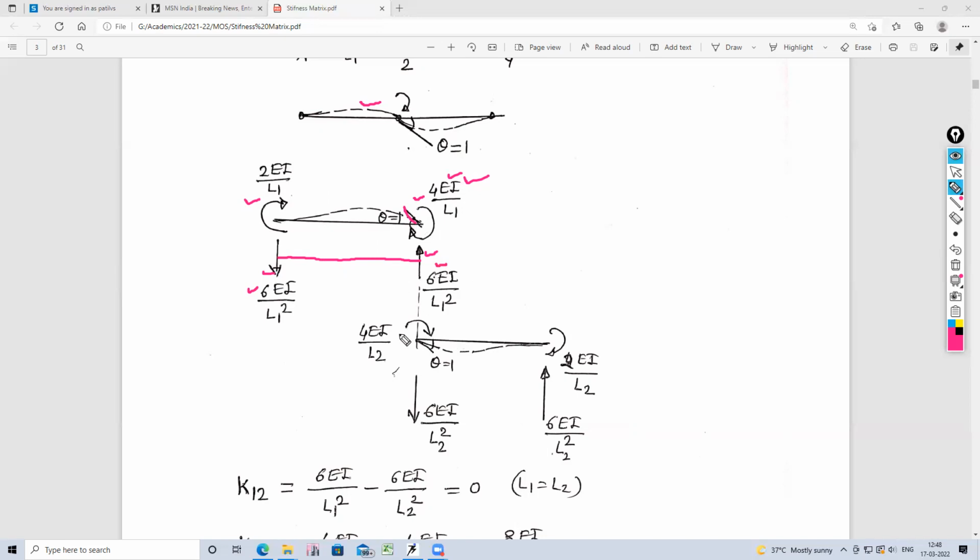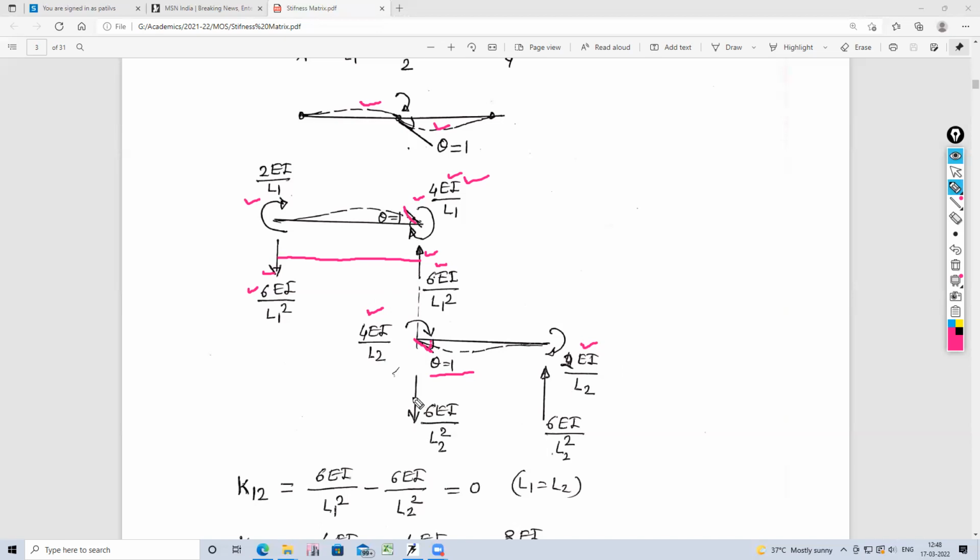Similarly, in the second part, how does it deform? It deforms sagging, so it deforms downward as shown in the figure. Then this slope will be equal to 1. Again, to produce this slope equal to 1, how much force is required here? In the same clockwise direction, the force required will be 4 EI upon L2, and the force produced at the far end will be half of this, equal to 2 EI upon L2, clockwise.